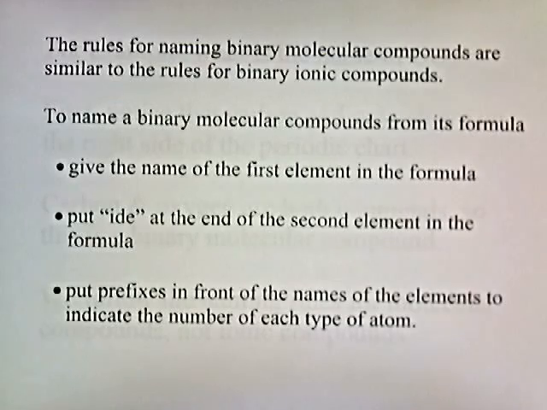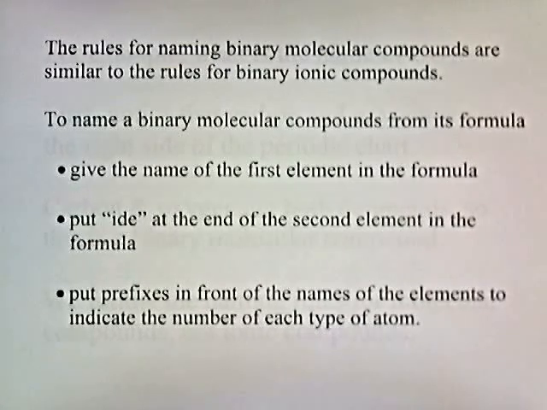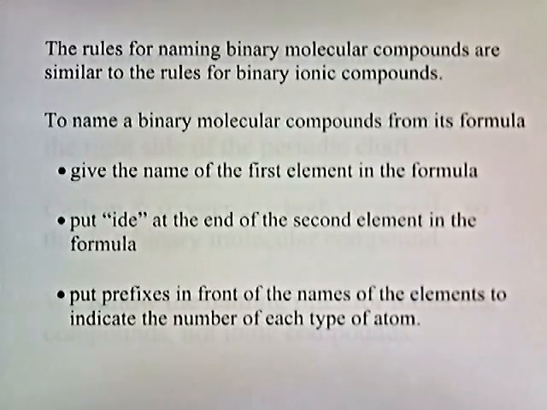All right, so the rules for naming binary molecular compounds are similar to the rules for binary ionic compounds. To name a binary molecular compound from its formula, give the name of the first element in the formula, put "ide" at the end of the second element in the formula, and put prefixes in front of the elements to indicate the number of each type of atom.